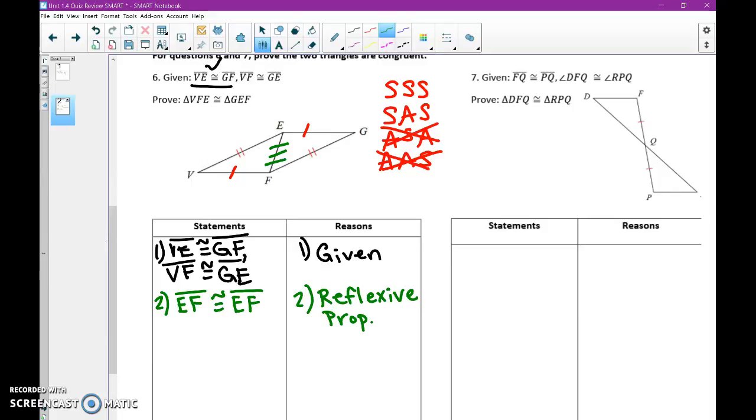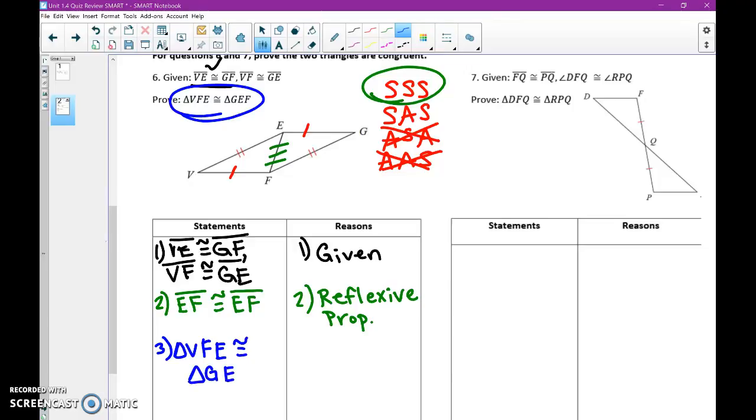So now that means I have a side, and a side, which means I'm probably going to use SSS. And I actually just checked off all three of my sides, so I can state my final statement now. So last step, use my prove statement. Triangle VFE is congruent to triangle GEF. Again, literally copying and pasting. Don't have to come up with it on my own. Reason is SSS. Boom, done. Triangles have been proven. Moving on to the second one.